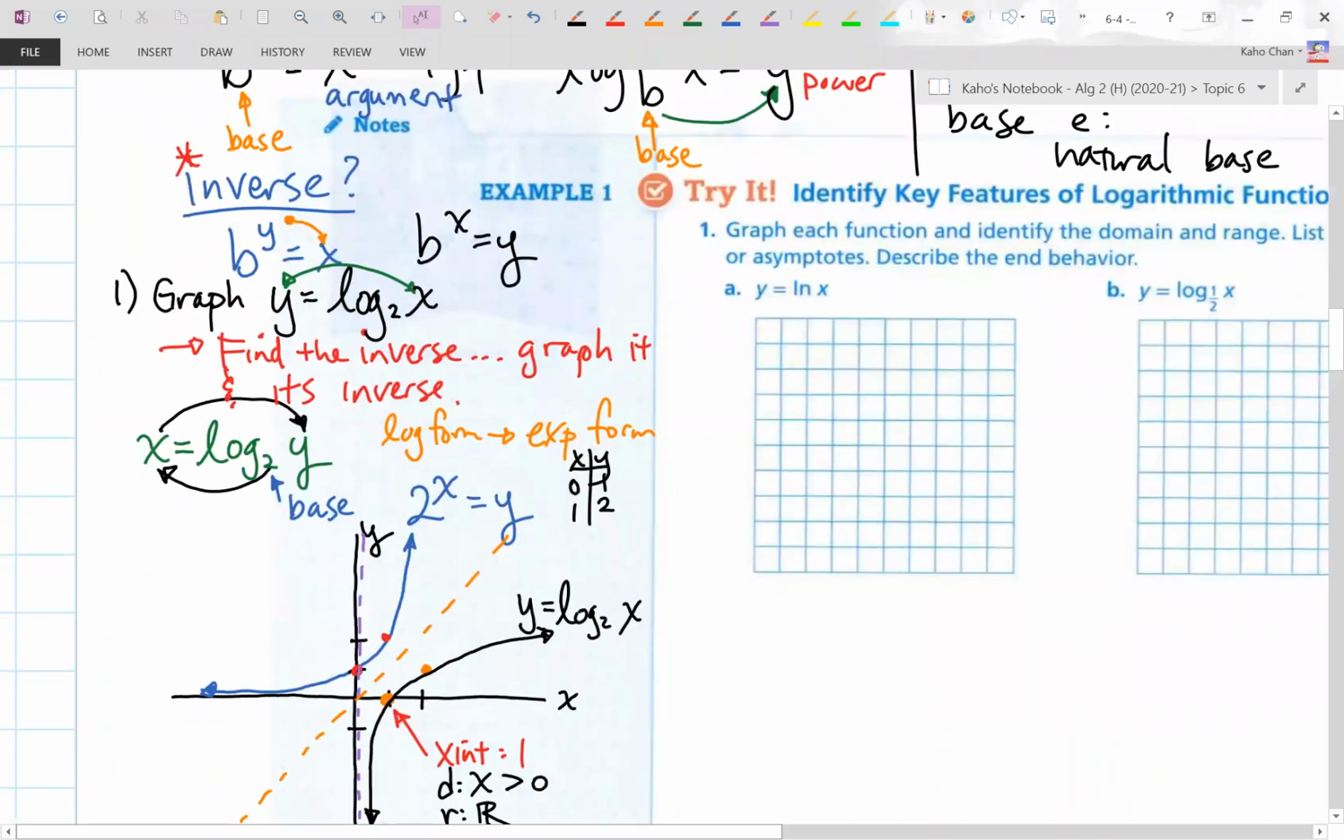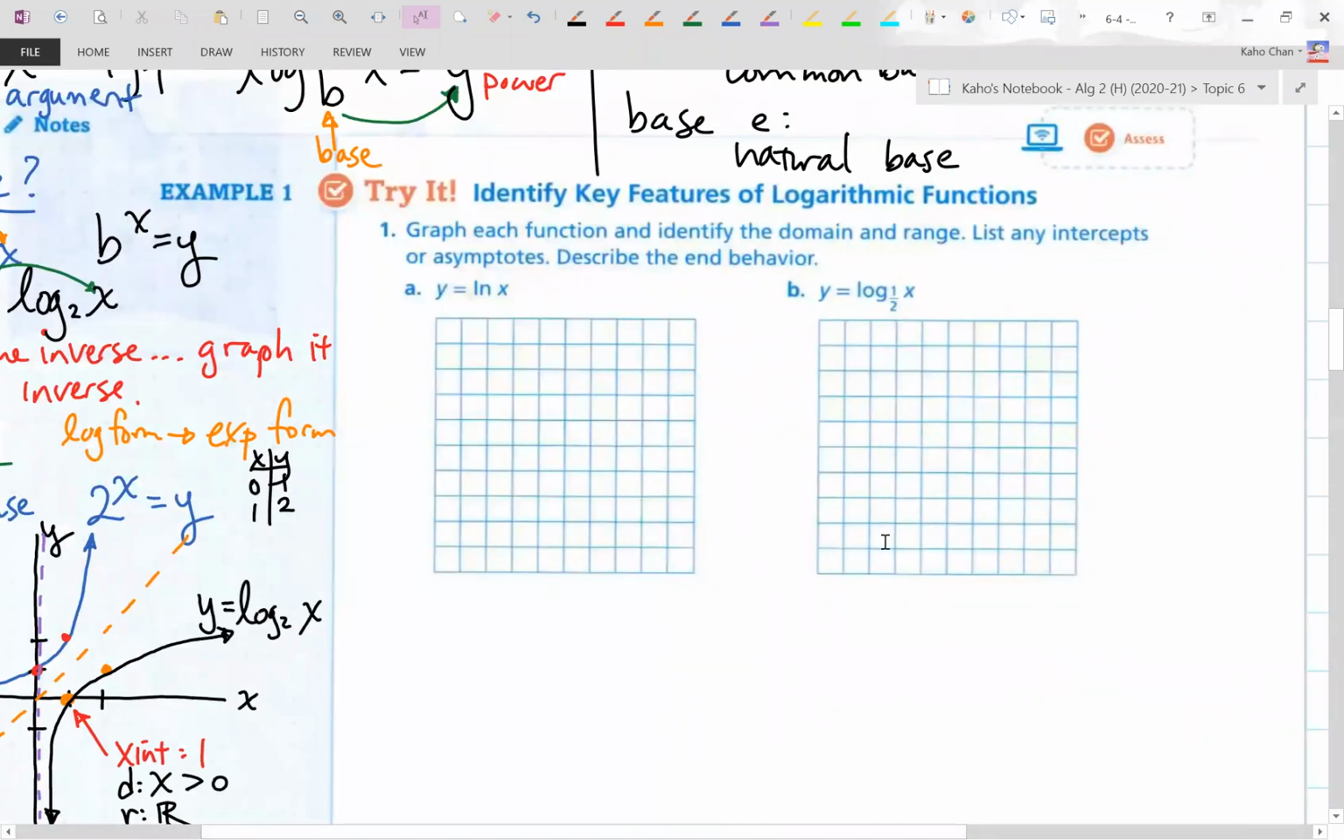Ooh, this is an interesting one. Same directions like the one we just did a second ago. Let's graph y equals the natural log of x. Now, I want you to think of this as log base e of x, okay? Think of it that way. ln is natural log. It's so special, log base e, that they give it its own name. But it's basically log base e of x, okay?